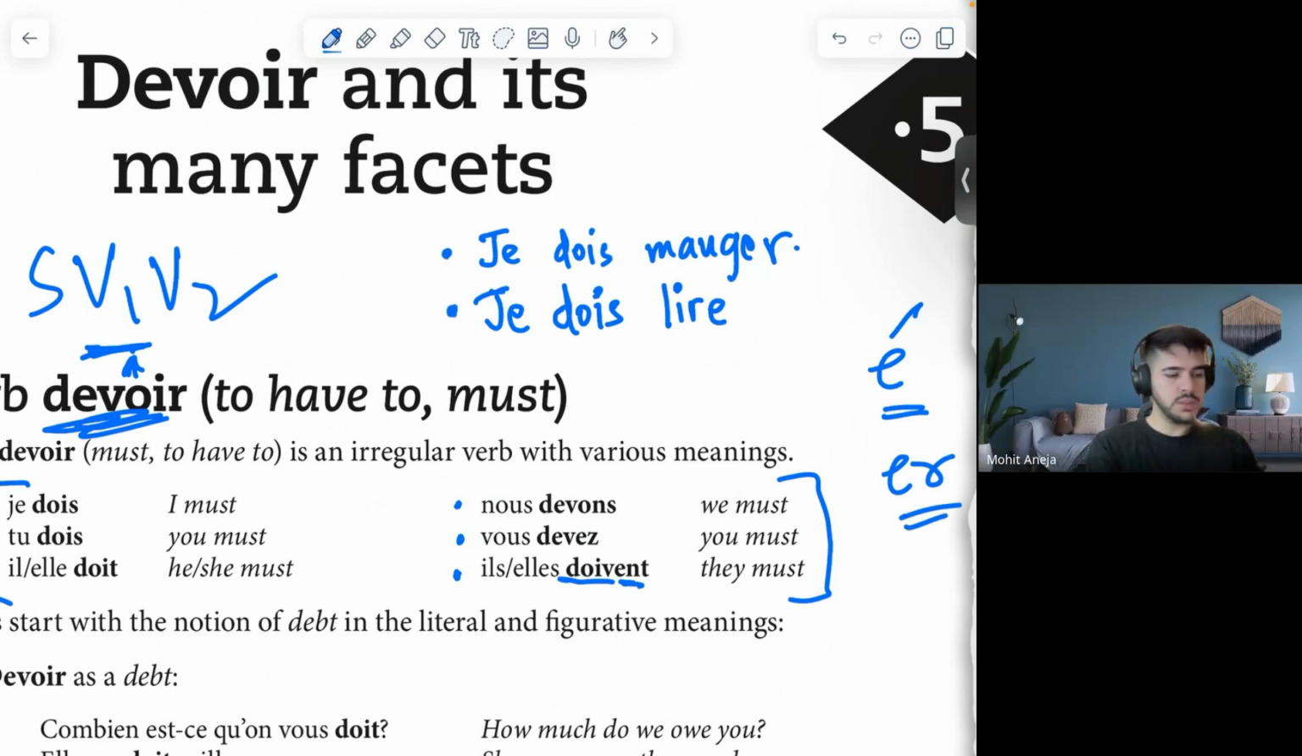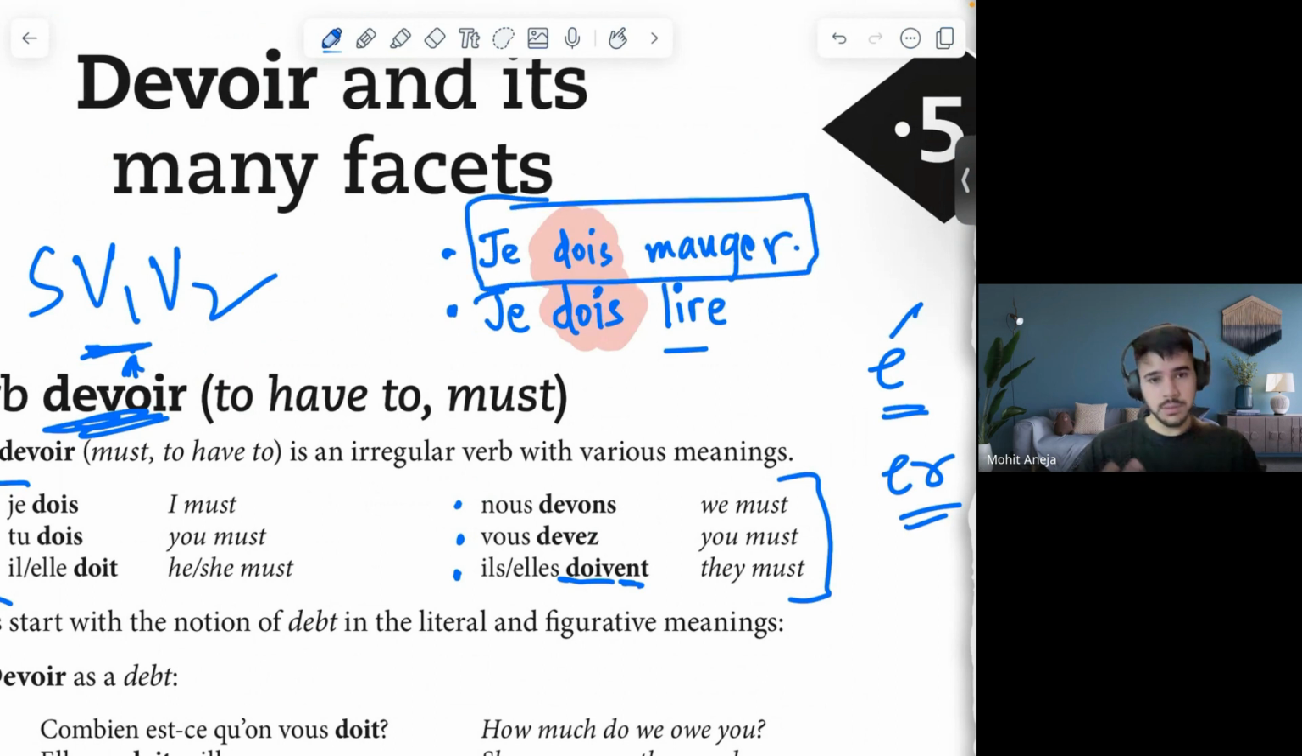Je dois manger. So this is how I write. Otherwise, if I don't write this dois here, what do I say? Je mange, and then I have to conjugate the verb as well. That means I am eating. The other thing this means is I must eat.